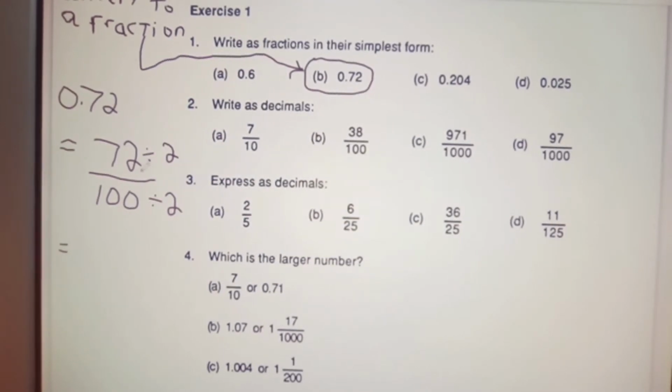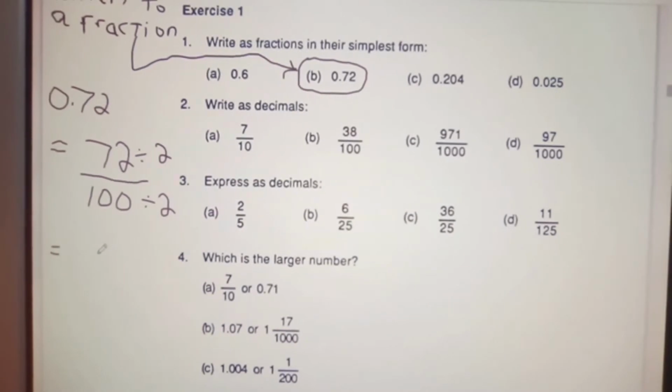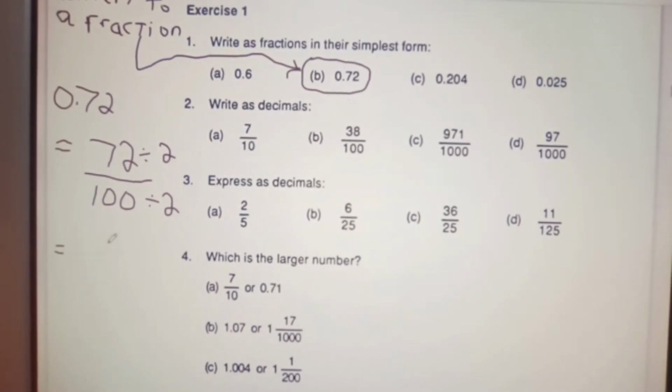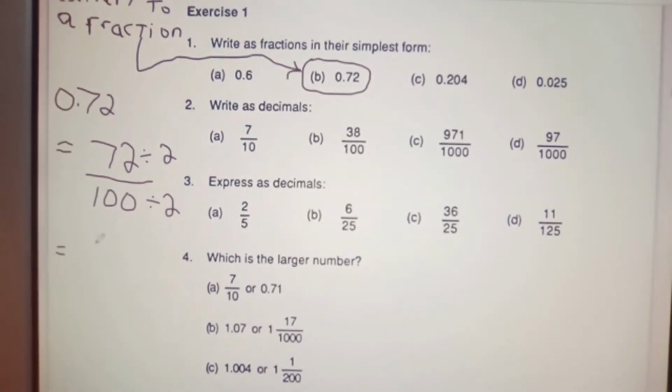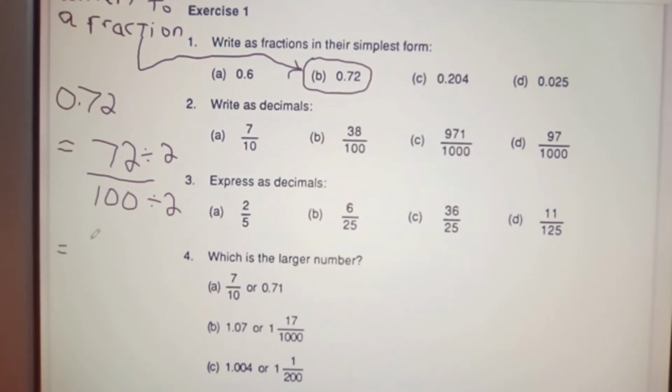Now, 72 divided by 2 equals what? Come on, tell me. Okay, use your calculators if you must. It's equal to 36, okay?